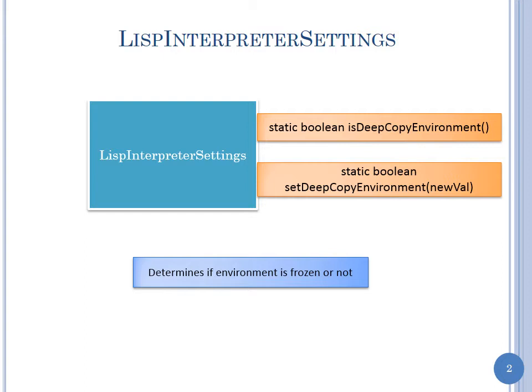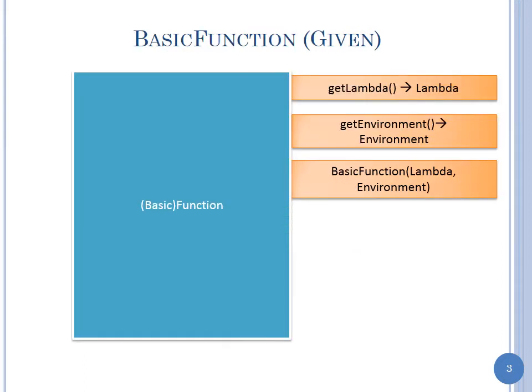Okay. So by default, we say the environment should be deep copied, so we are in Lisp semantics, and if we set it to true, then we want it deep copied. And what happens is that you guys actually don't do that deep copying. You just define the copying. So you guys use the interface called function, and its implementation called basic function. And you've used the constructor and the two getters in it: get lambda, get environment, and the constructor that takes lambda and environment.